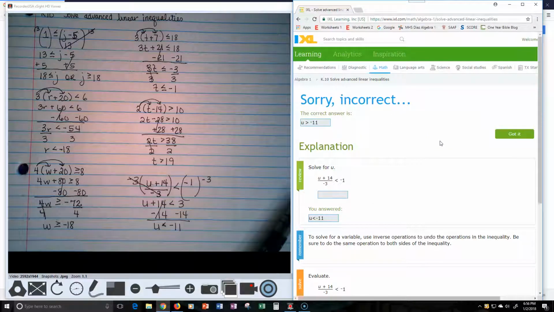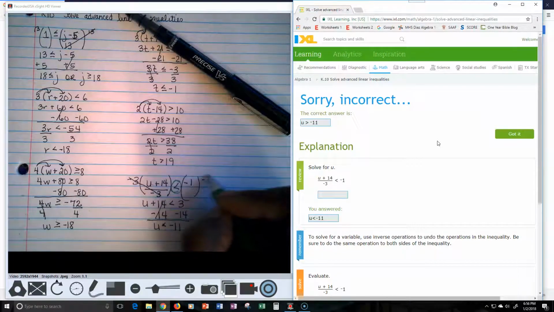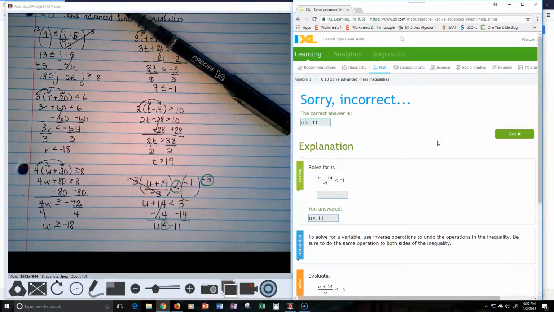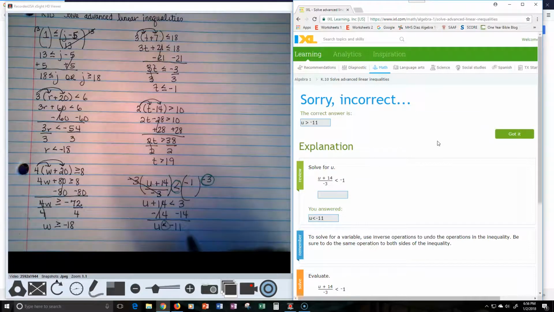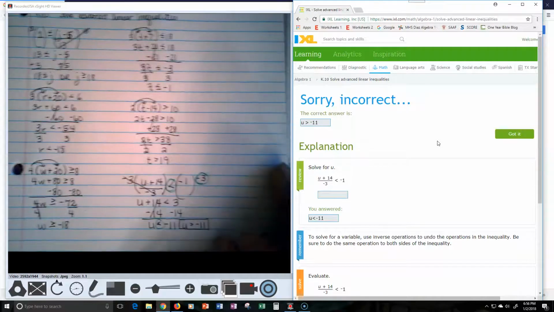What happened here? I forgot. Remember I told you guys not to forget? I forgot. I was supposed to flip the sign. Why? Hopefully you caught it. Because I multiplied by a negative number. I'm going to give myself another shot. How about you? I hope you do. I hope you don't just give up and quit. So the correct answer is u is greater than negative 11. That's what happens when you start going too fast, which is what I was doing, to be honest with you.